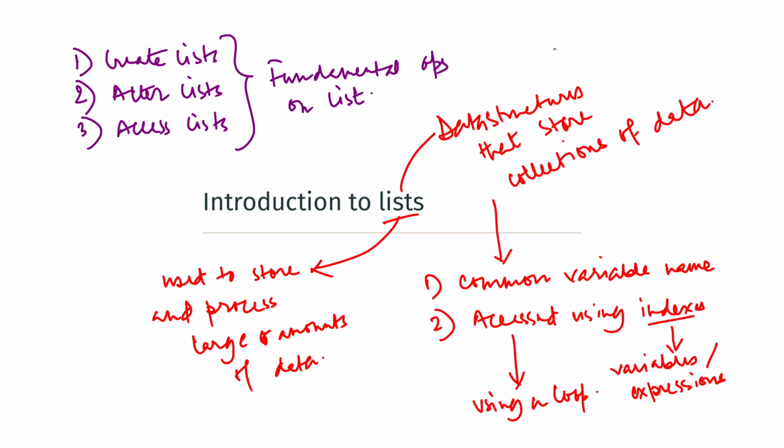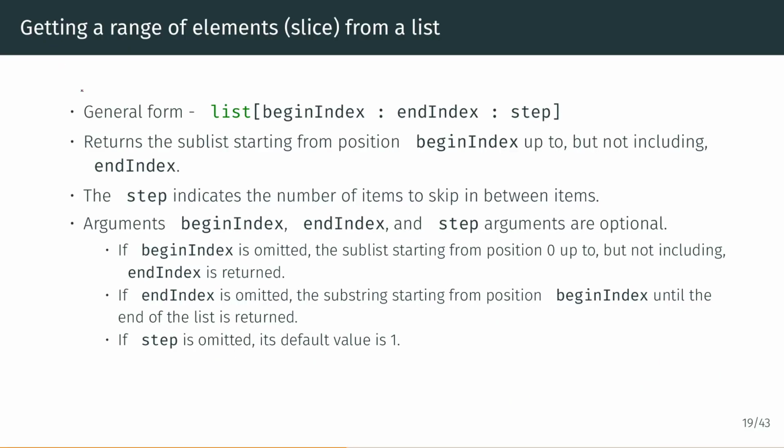Operations like creating a slice from a list, or sorting a list, or finding the minimum or maximum elements from a list, and so on and so forth. So the first thing we will talk about in this lecture is getting a range of elements from a list. Essentially that means a slice or a sublist, a part of the list.